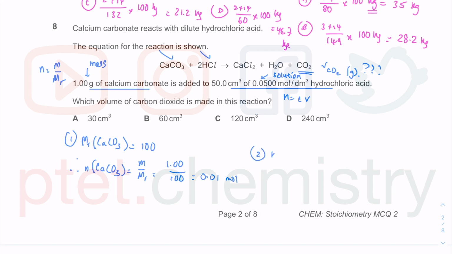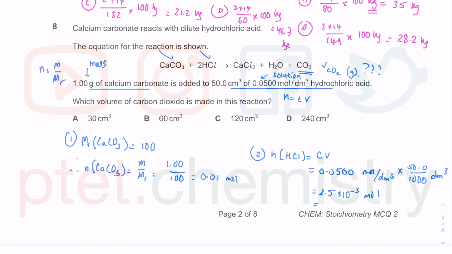The second bit, n equals CV, well, n of the HCl is equal to CV, concentration in mole per dm cube. Very important that we know it is mole per dm cube, multiplied by the volume. So I'm going to divide by 1,000 to convert that to dm cube. I get 2.5 times 10 to the minus 3 mole. This number might look alien to you, but you should know how to convert it into a decimal on your calculator. You have to know how to do it very easily.